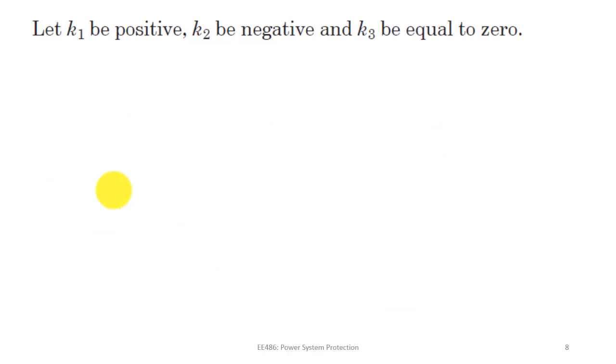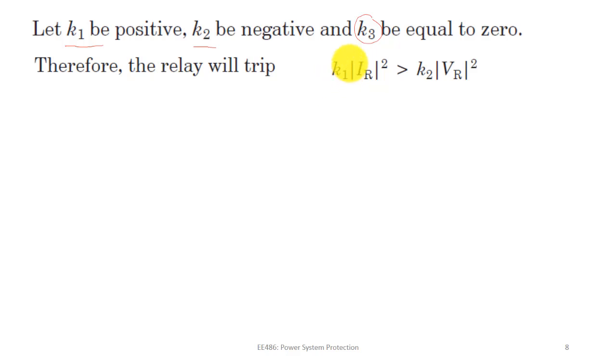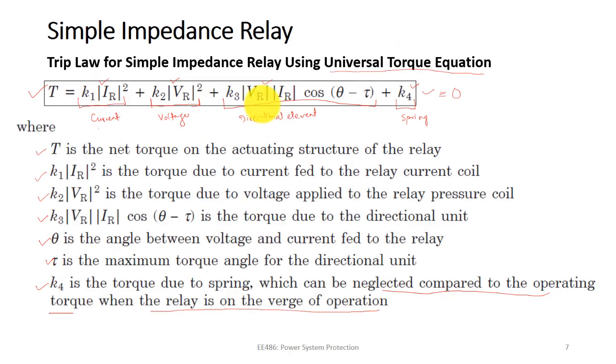Now let us consider that K1 is positive and K2 is negative, and let us assume that K3 is equal to 0. Now let us see what will happen to the universal torque equation. Therefore the relay will trip when, from the universal torque equation for the relay, which is this, right? Here we are assuming K1 as positive, K2 as negative, K3 as 0, and K4 is neglected.